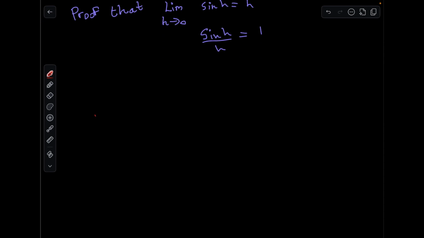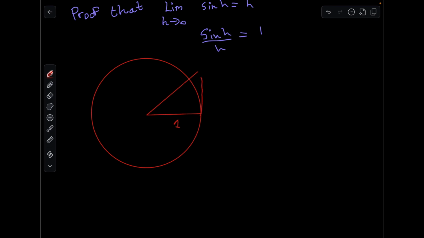So, let's assume that this is a unit circle, just to make life easier, and this is its radius, which will be equal to 1 because we said it's a unit circle. Now, let's just make a triangle right here using this tangent. So, this is 90 degrees.